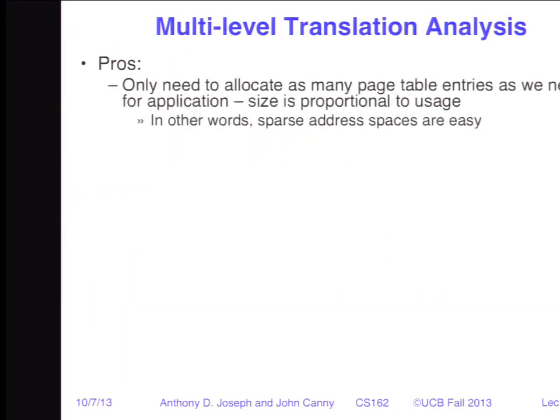Some of the advantages: we only have to allocate as much in terms of page table structures as we're actually using. It's going to be proportional to the amount of usage that we have of our virtual memory. So sparse address spaces are trivial to do with this, and they're going to be space efficient. Very easy memory allocation because at the lowest level we're using pages. So we don't have to worry about best fit or buddy fit or some other kind of algorithm and compaction and moving things around. We'll never have to do that.